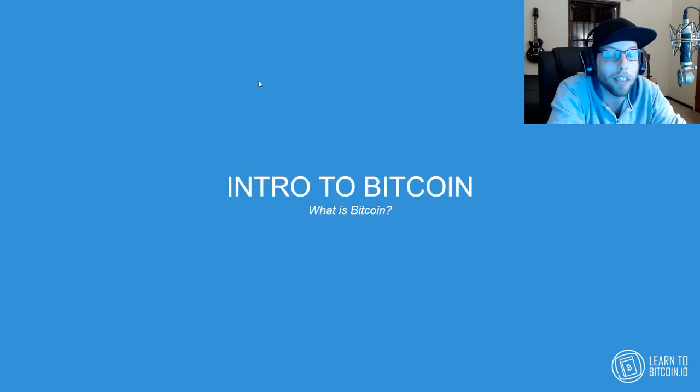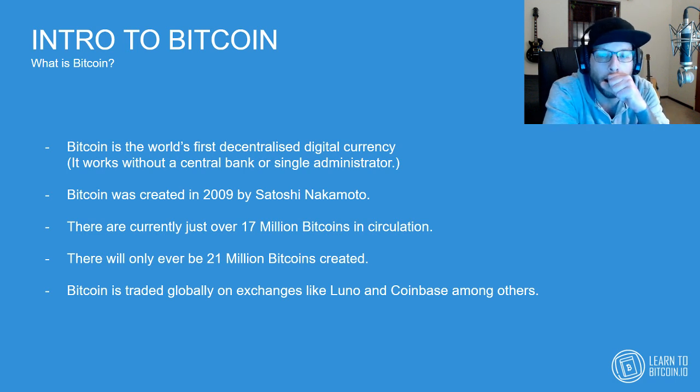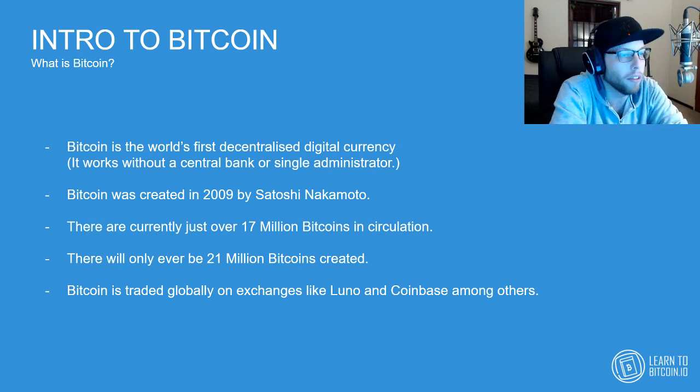So intro to Bitcoin. What is Bitcoin? Bitcoin is the world's first decentralized digital currency. It works without a central bank or a single administrator. So no one owns the Bitcoin network, no one controls it. It is decentralized, it is controlled across the globe by many different people working together.